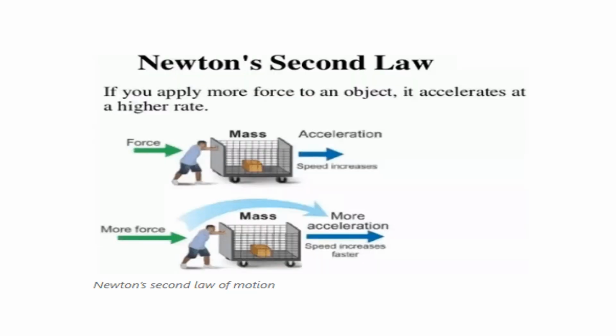Here you can see the example for Newton's second law. If you apply more force to an object, it accelerates at a higher rate. You see that the object has the same mass, and the person is applying some force on the object, and it is accelerating with some speed. The speed increases. In the second picture, as more force is applied, the same object moves with more acceleration, and the speed increases even further.